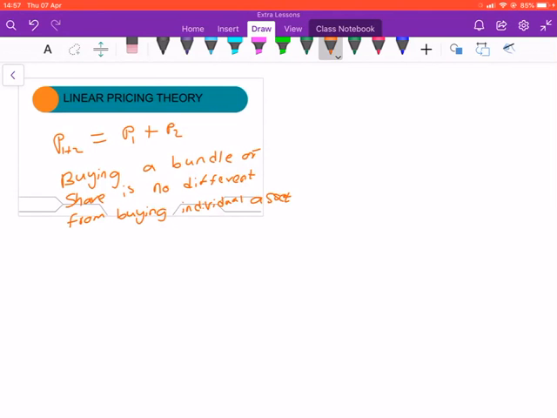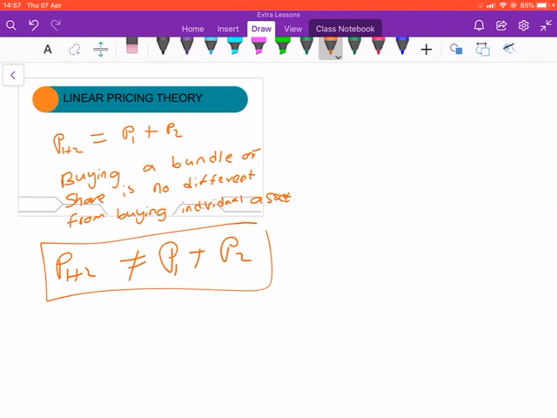So if your price is not equal to the individual prices, then this simply means that there is an arbitrage. Right, so if arbitrage exists, it means that someone is going to take advantage of the market, right? So we want to make sure, are we going to make profit out of this?